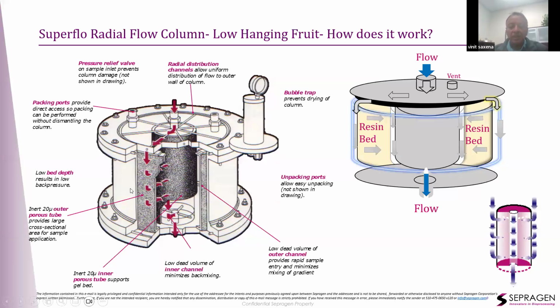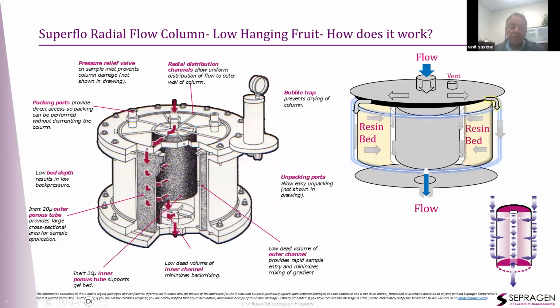So what do you have? You have a very large area over which you're applying your flow, which is the 2 pi r h, as opposed to the pi r squared in a traditional column. And then you have a very short bed length. The bed height in this case is the radial distance between the outer and the inner frit, right? So you have a very short bed height. You have very large areas. So if you take the area and multiply it by the linear velocity, if the area is large, for the same linear velocity you get very high flow rates. Because the bed length is short, you have very low back pressures.